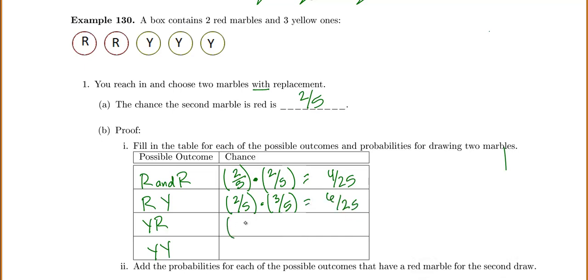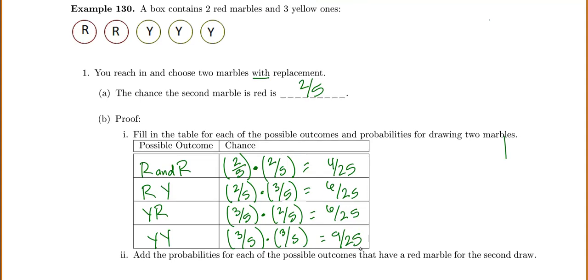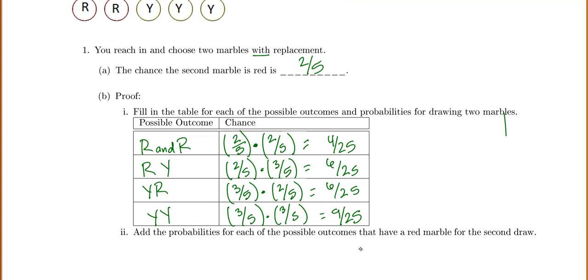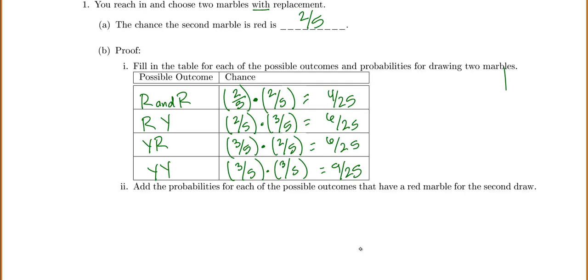For yellow, red, there are 3 out of 5 yellows, and then 2 out of 5 reds. Again, we multiply because we want the yellow and red. So this is 6 out of 25. And for yellow, yellow, it'd be 3 out of 5 times 3 out of 5, which gives me 9 out of 25. Double check. Yes, if I add up all my probabilities, they do add up to 1.